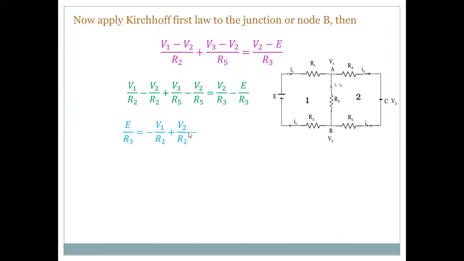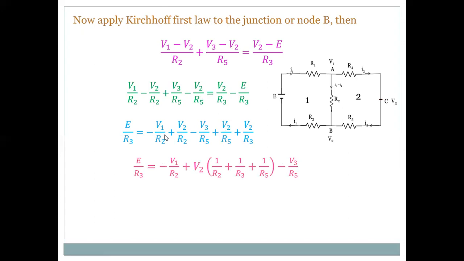From this, E by R3 is equal to V1 by R2 minus V2 by R2 plus V2 by R5 minus V3 by R5 plus V2 by R3. Of course, V1 is only one, so that is V1 by R2, plus V2 taken as common (1 by R2 plus 1 by R5 plus 1 by R3), minus V3 by R5. That is equation 2. Similarly, Kirchhoff's first law can be applied to the junction C also, where only one current is entering the junction and only one current is leaving it. So (V1 minus V3) by R4 is equal to (V3 minus V2) by R5. That is the third equation.